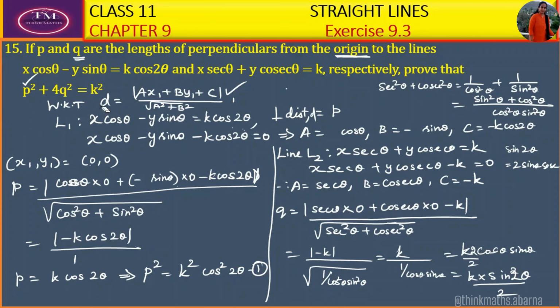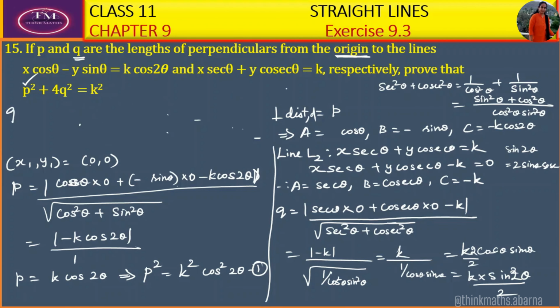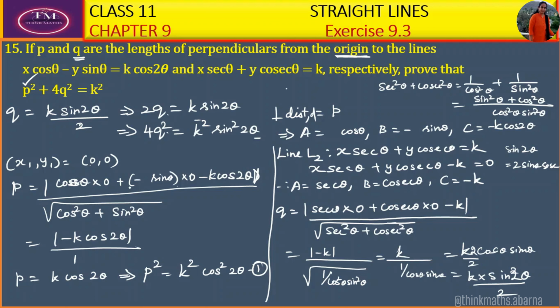Now let me erase these things. What we got? We got q is equal to k into sine 2 theta by 2. Okay, this means 2q is equal to, just I took this 2 here. So division 2 will go to product 2 equal to k sine 2 theta. Now if we square both sides, we will get 4q square equal to k square sine square 2 theta. Okay. So this is the second equation.